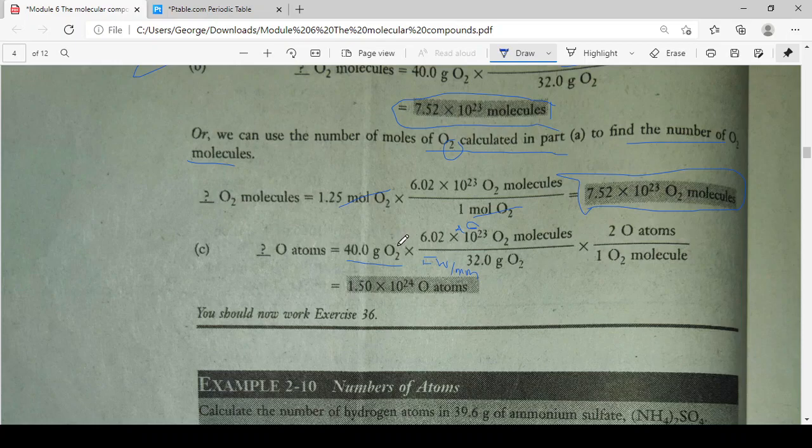Simply cancel all like signs. Is there a match? Yes. Is there a match? Yes. What remains? The O atom that we are finding. So simply multiply everything on top, divide everything at the bottom, and you will have your final answer of 1.50 times 10 raised to the power of 24. So kids, if your head is confused, that is all we will do.